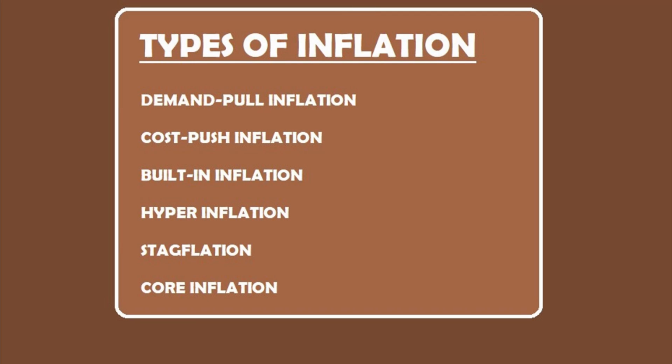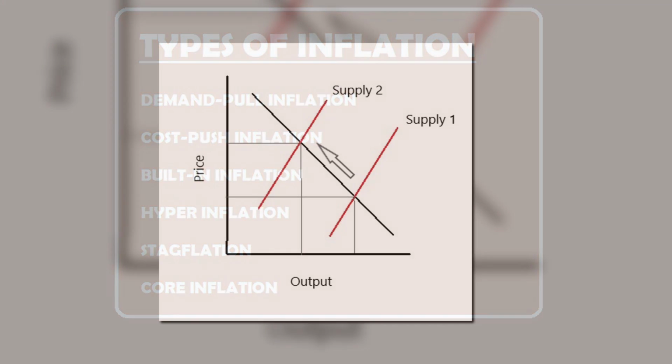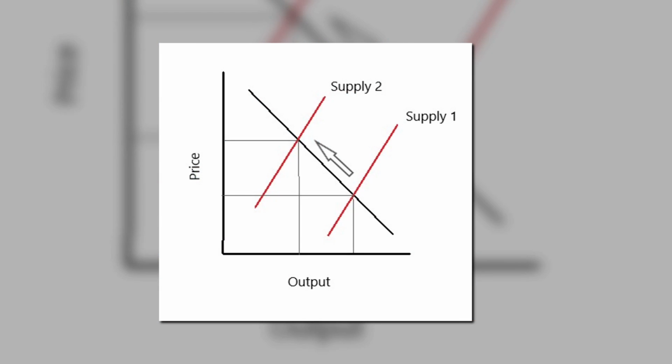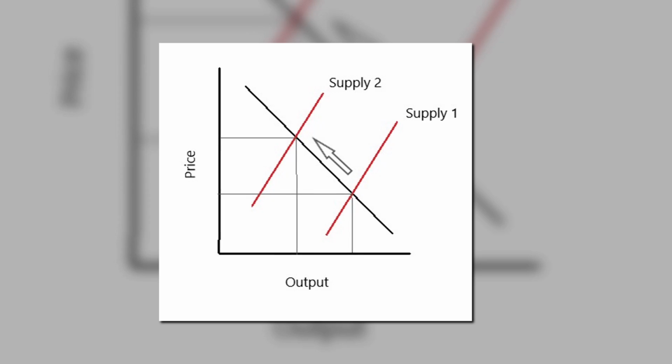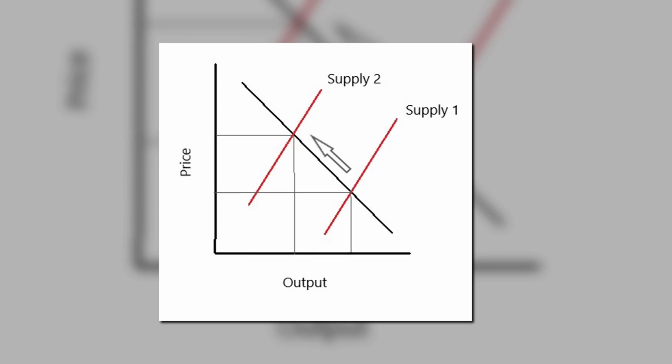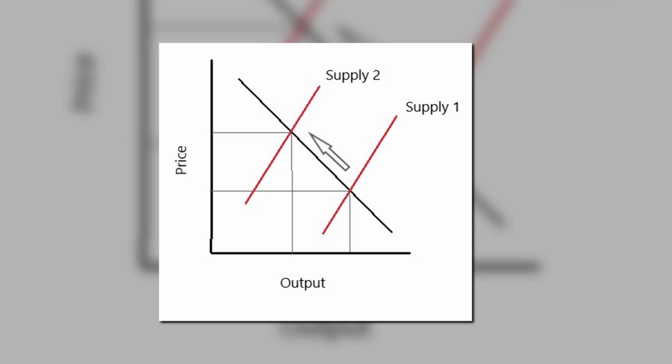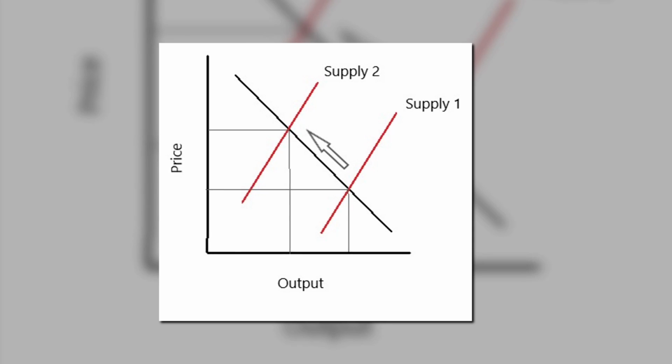Cost-push inflation. This type of inflation occurs when the cost of producing goods and services increases, and businesses raise prices to maintain their profit margins. This can happen due to an increase in the cost of raw materials or labor.